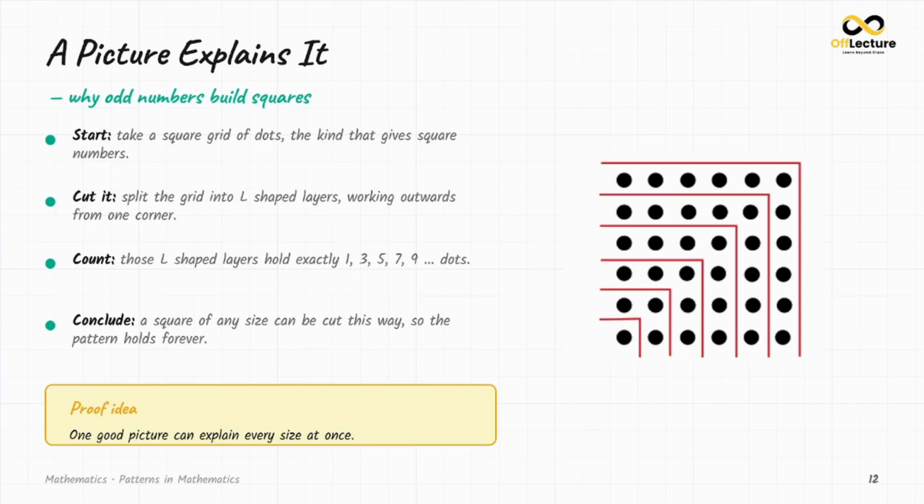And this pattern can be represented by a picture also, which is this one. So this is 1 square, this is 2 square, this is 3 square, this is 4 square, this is 5 square, and this is 6 square. One good picture can explain every size at once. I hope this is clear to everyone.